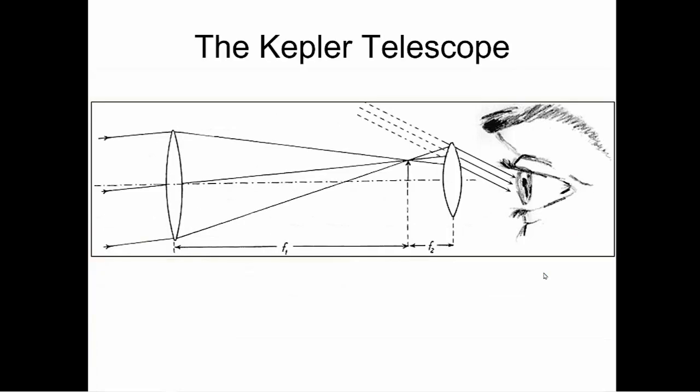Kepler's design, on the other hand, used two convex lenses, two magnifying glass type lenses. You can have a wider field of view with the Kepler telescope, and the image will also be brighter. And so you can use a much larger objective lens with this type of telescope.